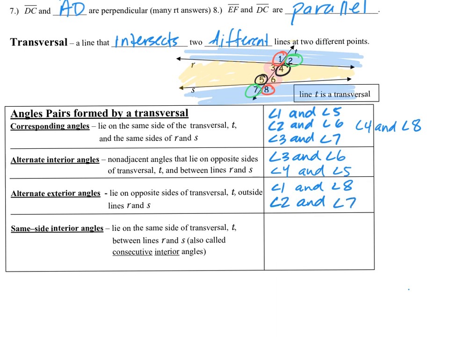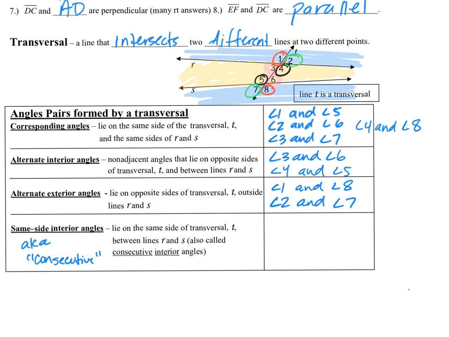Okay, so the next angle pair we're going to talk about are same side interior angles. Sometimes you'll see those called consecutive angles. So let's just make a note, AKA, also known as consecutive angles. And I'll talk about why in just a second, why we call those consecutive angles.